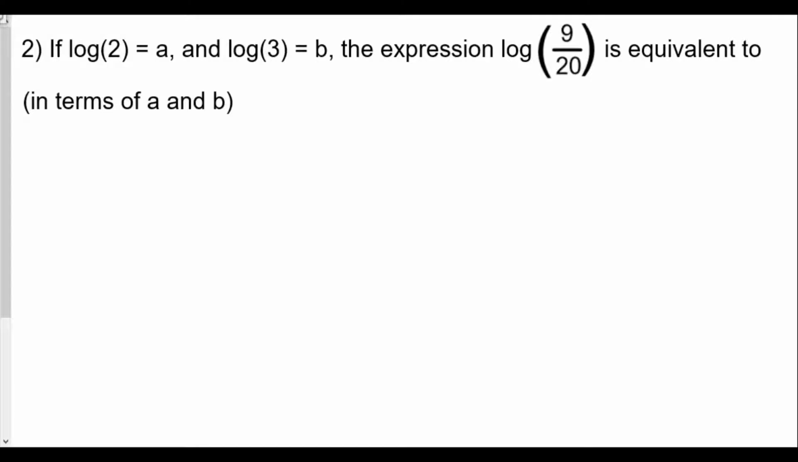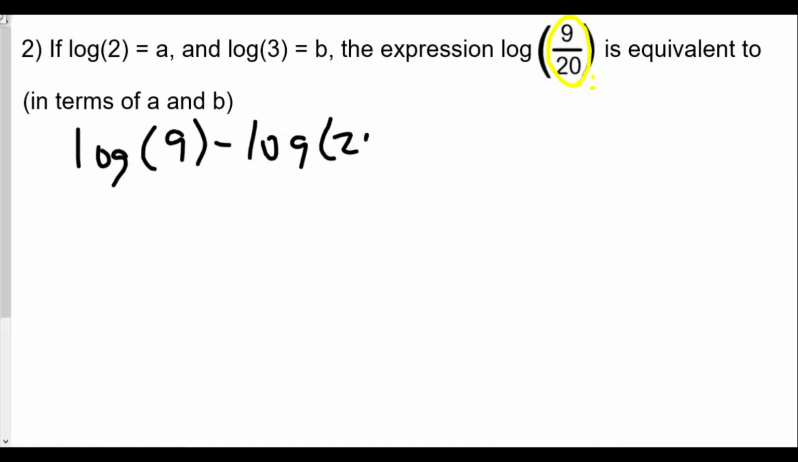So again, we're going to separate things, kind of break it down using our laws of logs. We see here that at 9 over 20, we're going to separate the log of 9 over 20 to become the log of 9 minus the log of 20. Again, this is the quotient rule we talked about before from the other video, right?